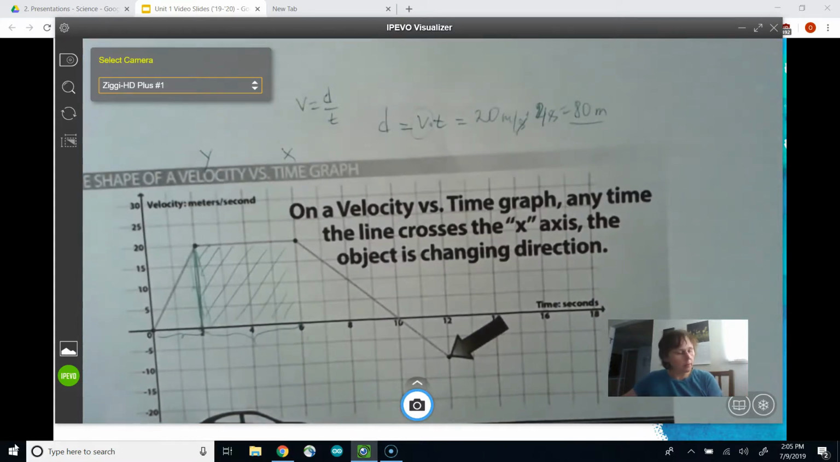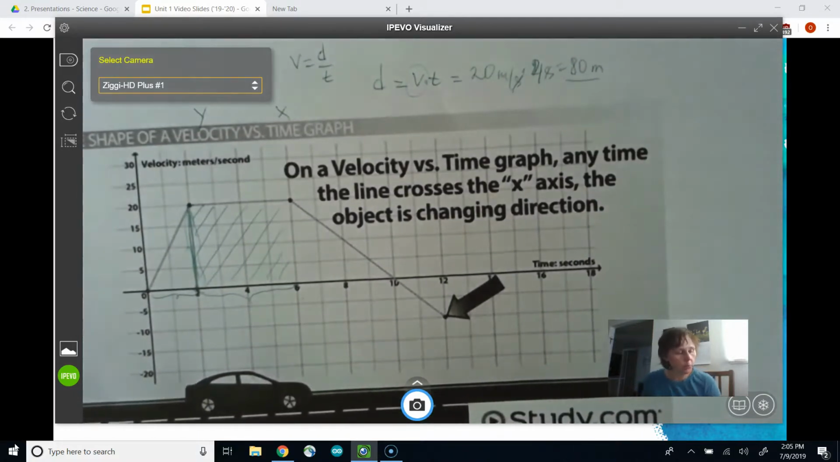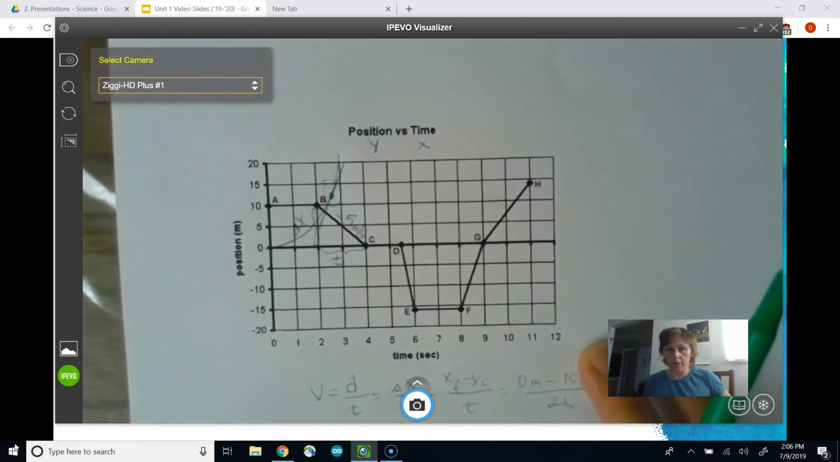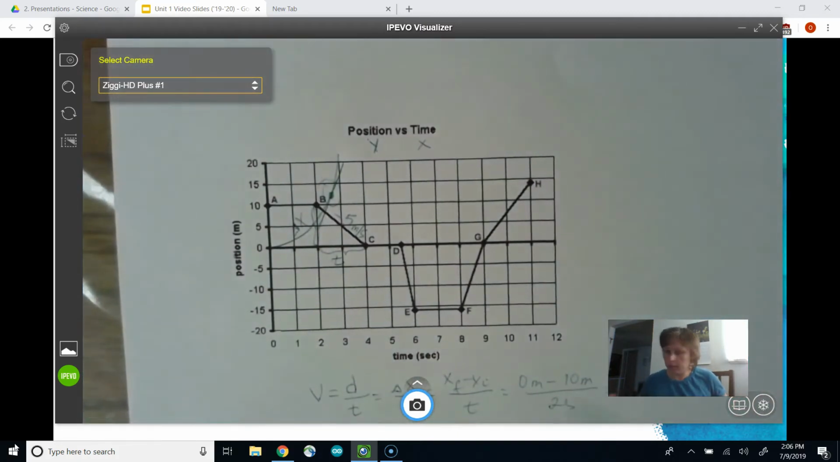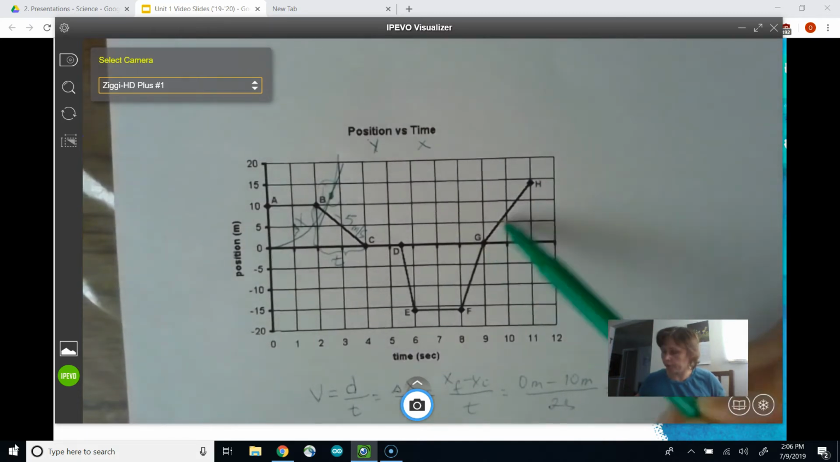I want you to pause this video and answer the following questions. Find the displacement between 6 and 10 seconds using this graph. Find the acceleration between 8 and 12 seconds using this graph. And use the first graph to find the velocity between G and H. Between G and H, find the velocity.